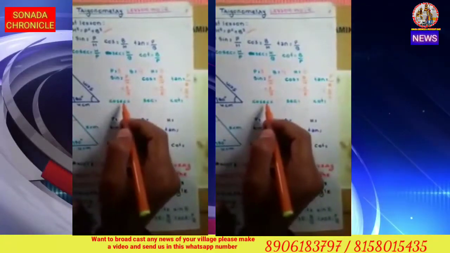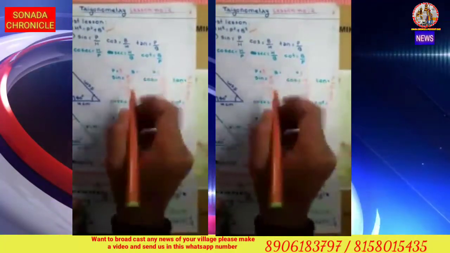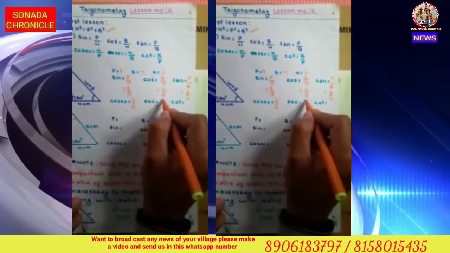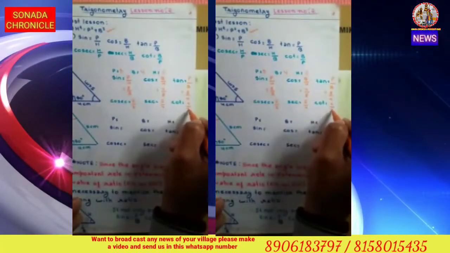What is cosec? Cosec is nothing but the reciprocal of sine. So what I can do for cosec is just reverse this. So I'll get 5 by 3 here. Sec is what? 5 by 4. And the reverse of tan is 4 by 3. So we are done with this triangle.